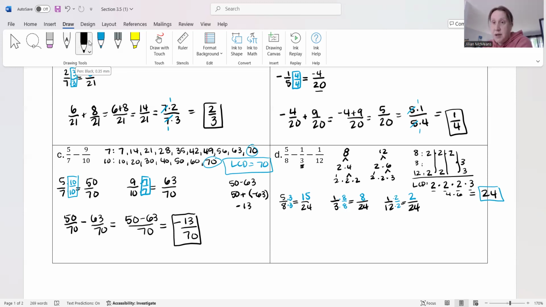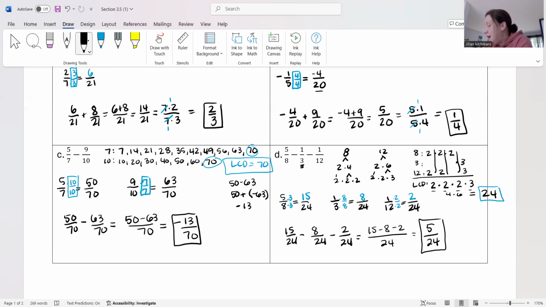So now we're just going to rewrite the whole problem. Okay, so 5/8 is really 15 24ths, minus 1/3, which is really 8 24ths, minus 1/12, which is really 2 24ths. So that's going to become 15 minus 8 minus 2 over 24. So let's do the subtraction. So 15 minus 8 is 7, and then 7 minus 2 is 5. And 5 and 24 do not have any common factors. 5 is prime, so the only factors of 5 are 1 and 5, and 5 is not a factor of 24. So we're done.